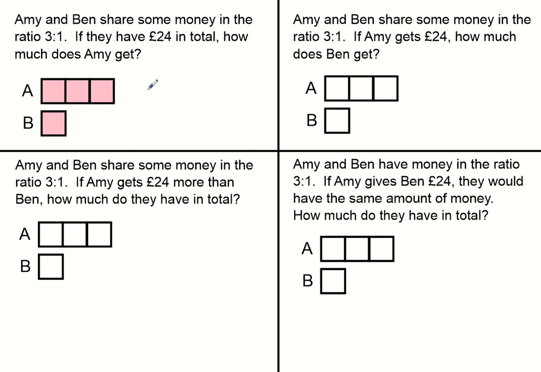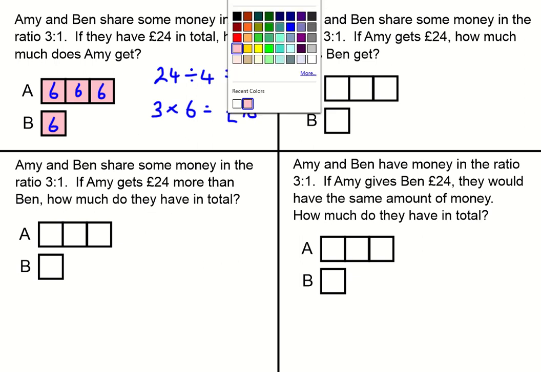Well, when we check this, since all 4 blocks is totaling £24, to work out the value of just one of those blocks, you're going to have to do 24 divided by 4 to get 6. That means the value of every one of these blocks is going to be £6. So Ben is going to get just the £6 because he's got 1 block, whereas our answer for this question, Amy, is getting 3 blocks, and each of those blocks is worth £6. So in the first question, Amy is going to receive 18.